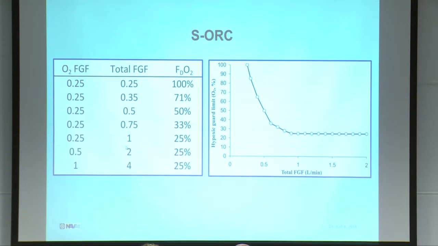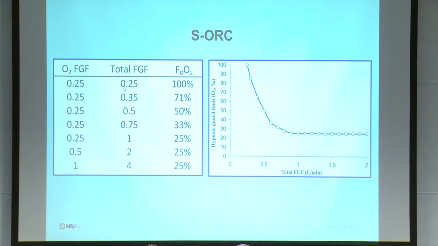If you have a total fresh gas flow of 1 or more liters per minute, and you want a FDO2 of 25% or higher, then these have to be the fresh gas flows. So in other words, if you have a 4-liter total fresh gas flow, the S-ORC made sure that you had a 1 liter per minute oxygen flow.